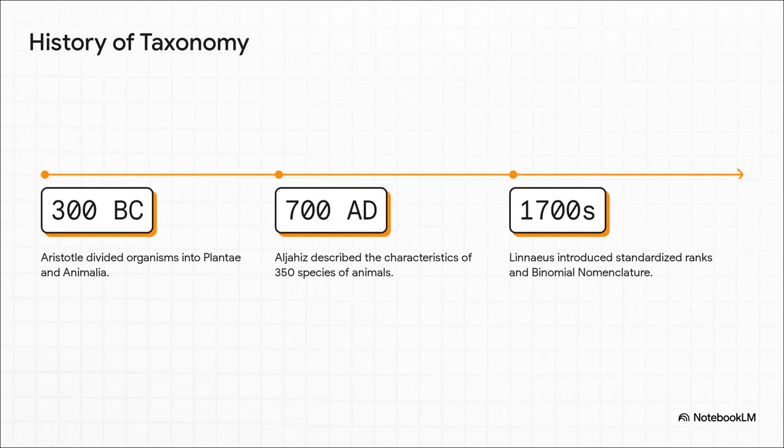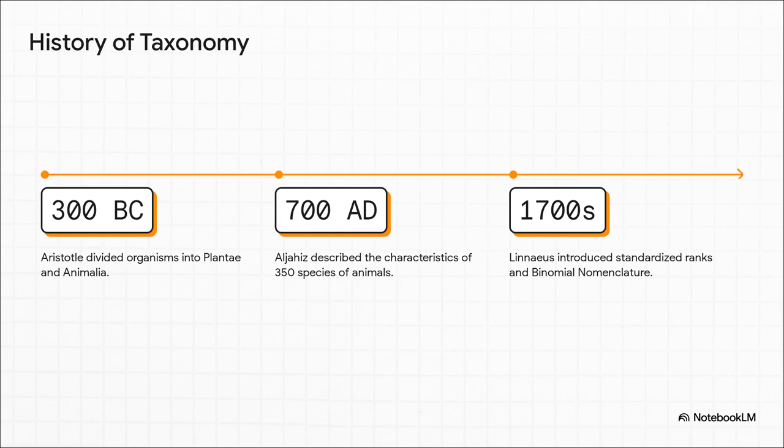Way back around 300 BC, the Greek philosopher Aristotle made the earliest known attempt. He just divided everything into two massive buckets, plants and animals. Fast forward to 700 AD, and thinkers like Abu Usman Umar al-Jahiz were diving deeper, writing about the specific characteristics of 350 different animal species, especially ants, actually. But the real game changer? That hit in the 1700s with Swedish biologist Carolus Linnaeus.